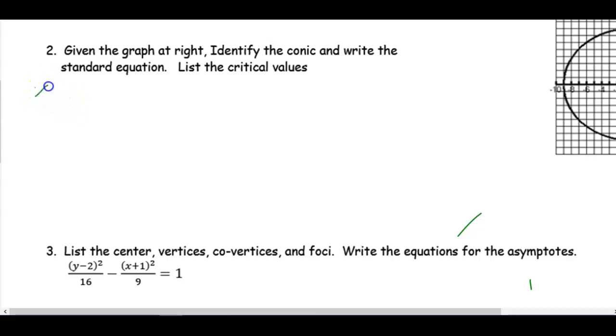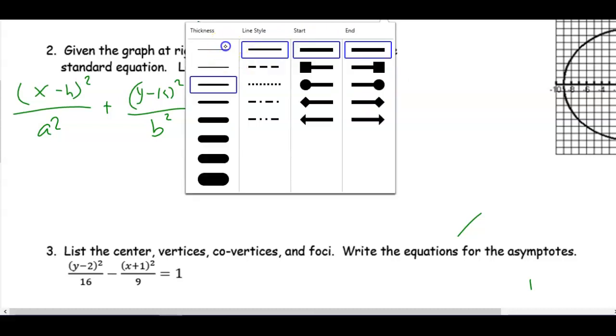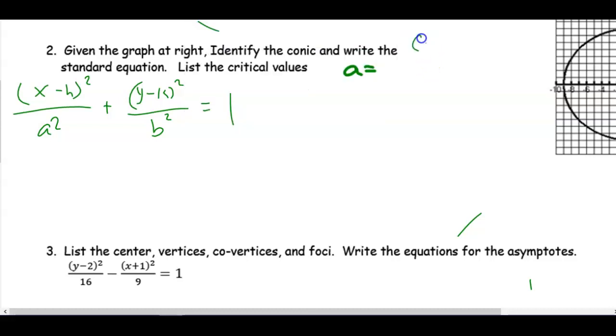So remember, (x minus h) squared over a squared, since this is horizontal, plus (y minus k) squared over b squared equals 1. All right, so there's our equation for an ellipse. So before I plug everything in, remember, let's identify a. All right, a is the distance from the center.